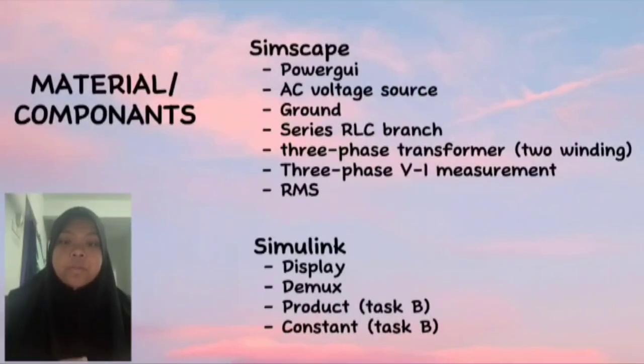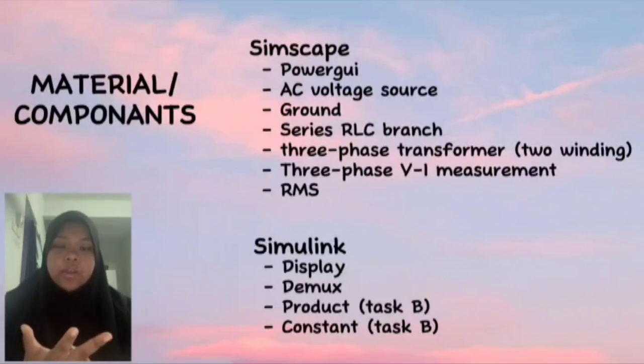For material or component for this lab, in the Simscape section, we have to use power key, AC voltage source, ground, series RLC branch, 3-phase transformer with 2 winding, and then 3-phase voltage current measurement, and the last one is RMS. So for the Simulink section, we have to use display, DMUX, and for task B, we have to use product and constant. So that's the material or component that we have to use in this lab.